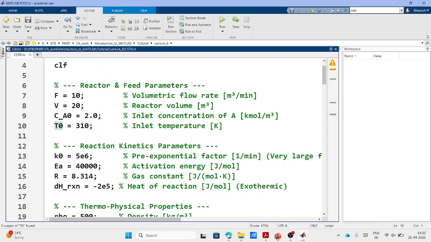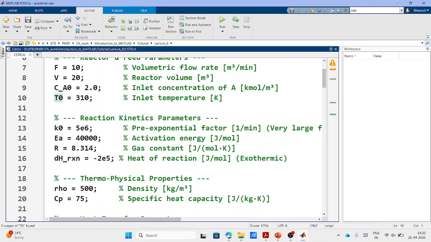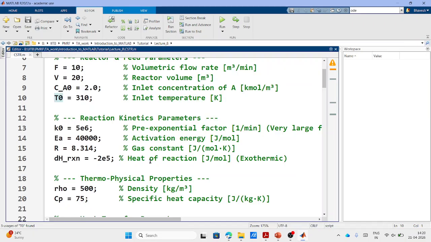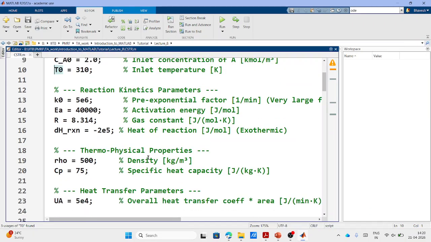Activation energy is given, which we have written out. Gas constant and the heat of reaction. So heat of reaction is given as -2 into 10 to the power 5 joule per mole. This is an exothermic reaction.